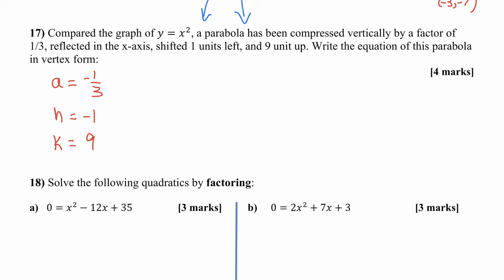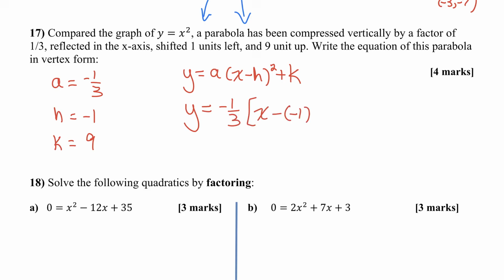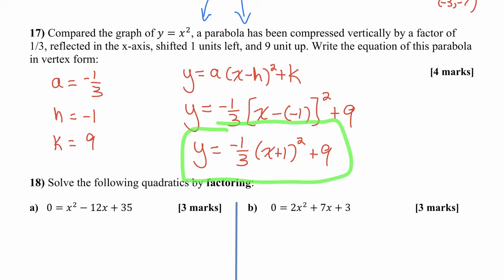So I'll sub those values into the vertex form equation, and when I sub all 3 of those in for a, h, and k, I get y equals -1/3 times (x minus -1) squared plus 9. But we wouldn't leave this as x minus -1. That's the same as just x plus 1. So there you have it. There is the vertex form equation of that quadratic.